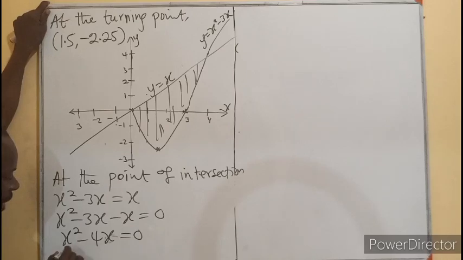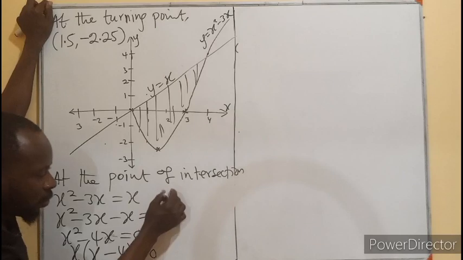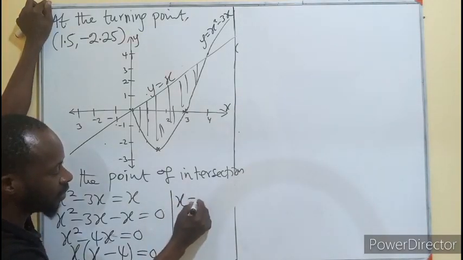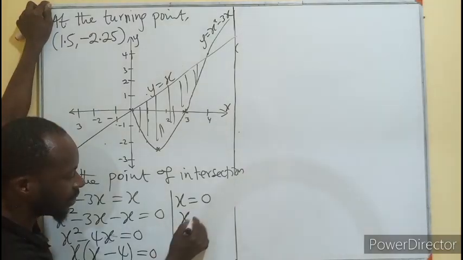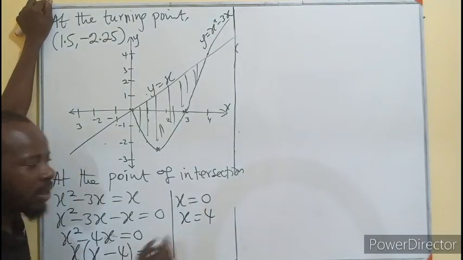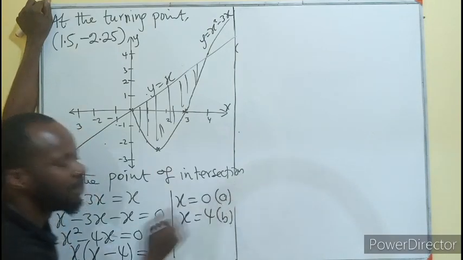We can still perform factorization. Take x out; dividing this, you get x. Dividing this, you get 4. All equals 0. From the first explanation, we can say that our x is going to be 0 from this, and this will also be x equals 4. This is our lower limit. This is our upper limit.